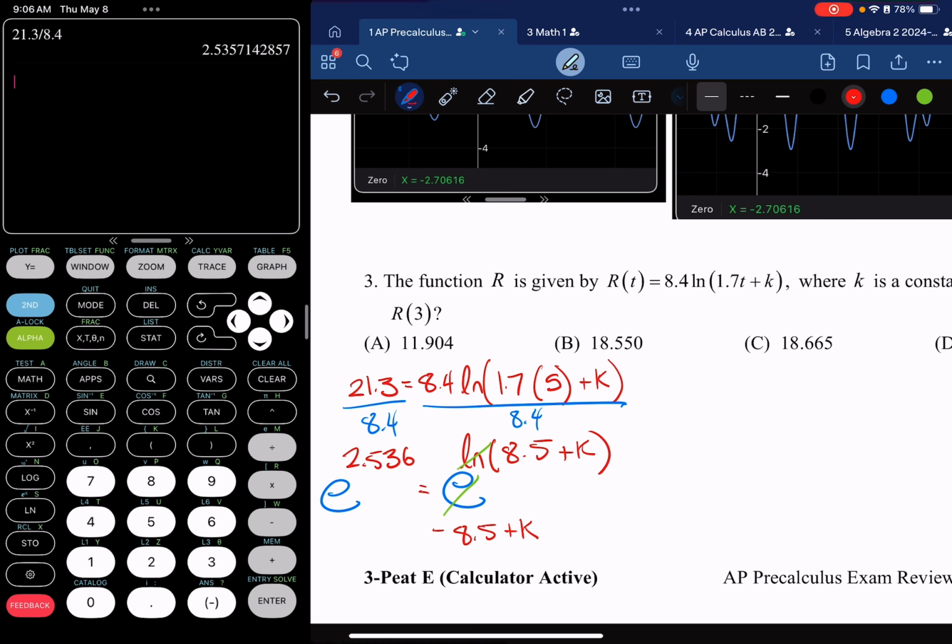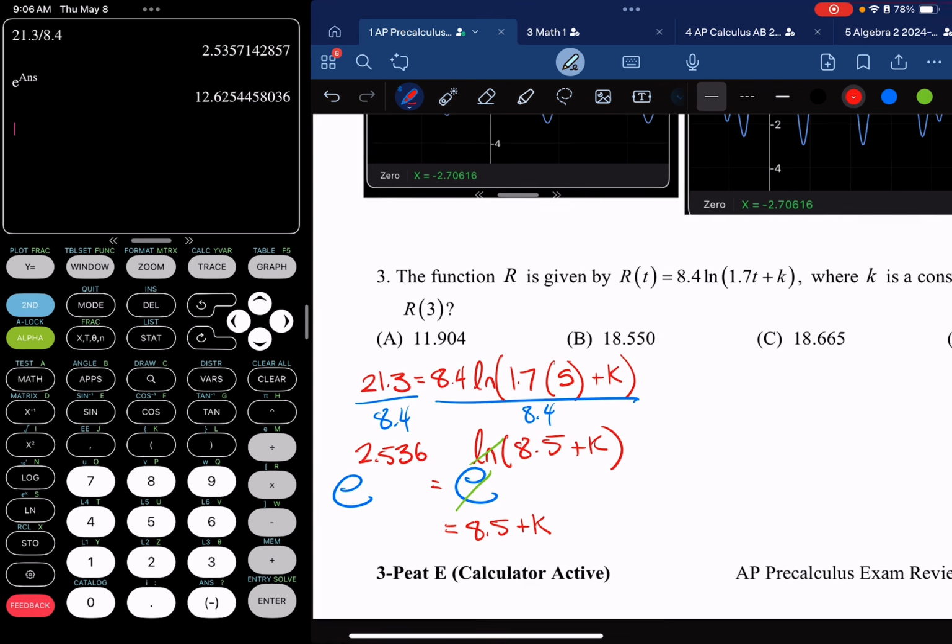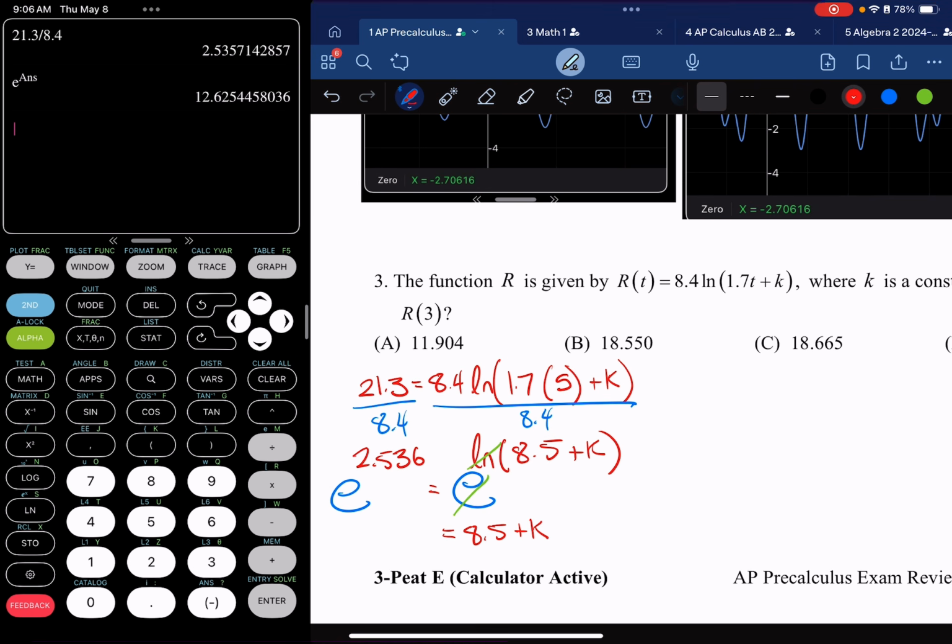This left-hand side is a number that I definitely can't do in my head, so I'm going to hit second natural log, so e to the power of answer is equal to 12.625. And then from there, we just need to subtract 8.5, so answer minus 8.5 is this number, which is 4.125, and that's the value of K. So now I have a complete equation. I can say this K right here is 4.125.